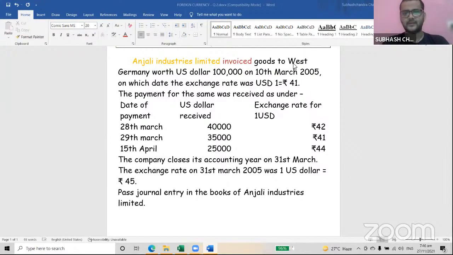Okay. So here what is our status? Exporter. Exporter means the next party will be our debtor. Getting it or not? Next party will be our debtor. See, if you understand these 2 points, then I can tell you 90% part is over now. Only required is to journalize the transactions. Okay. So the price is $1 lakh on 10th March 2005.